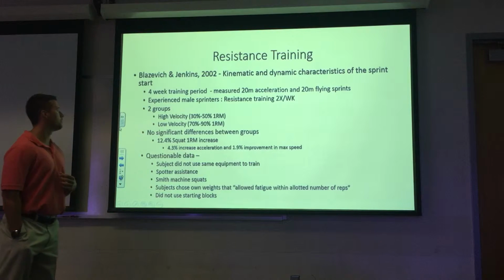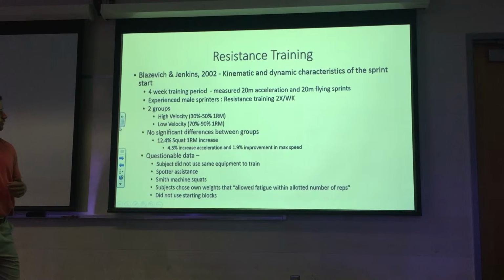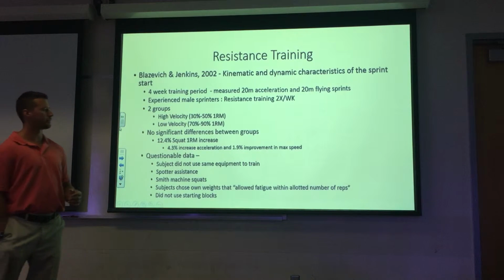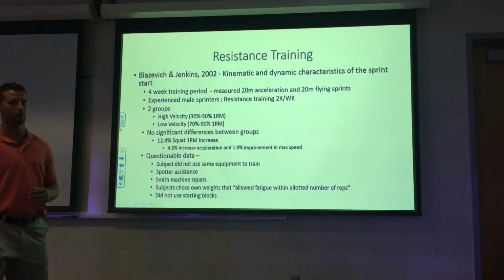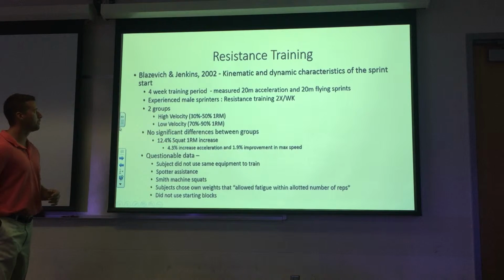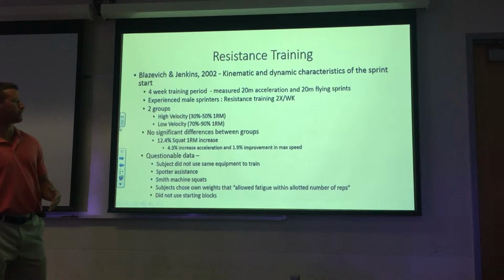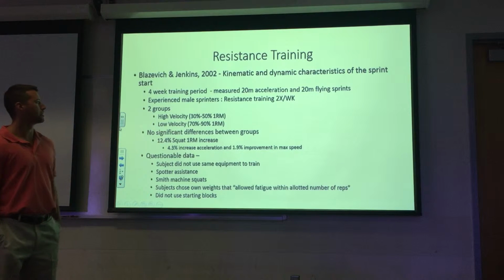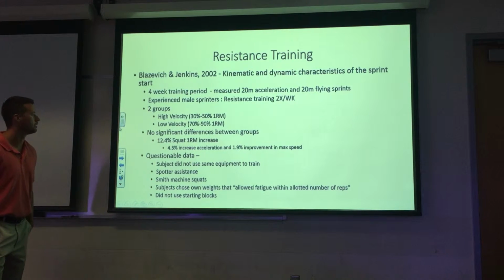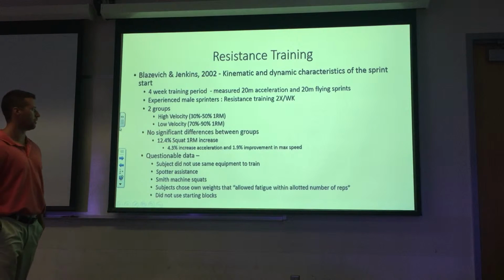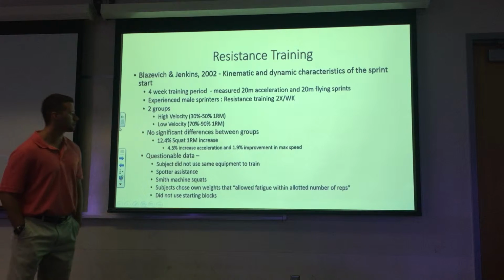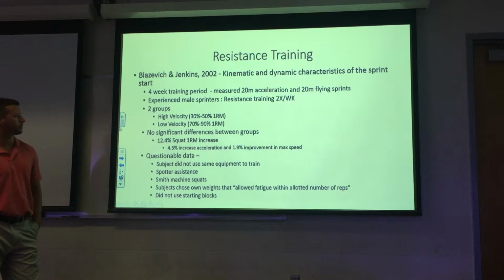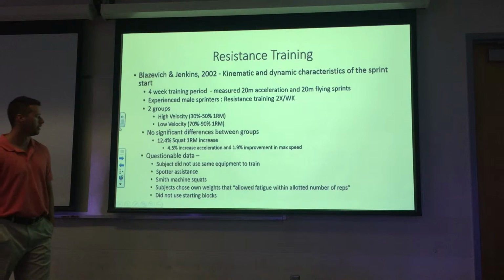A study in 2002 by Blazevich and Jenkins. I don't really like this study, but I think it has a few things that we can use. It was a 4-week period of training, and during that time they measured the 20 meter acceleration and 20 meter flying sprints. They had experienced male sprinters, resistance training twice a week, in 2 groups, high velocity and low velocity. We're going to use those later. There were no significant differences between groups as far as their 20 meter acceleration and 20 meter flying time.